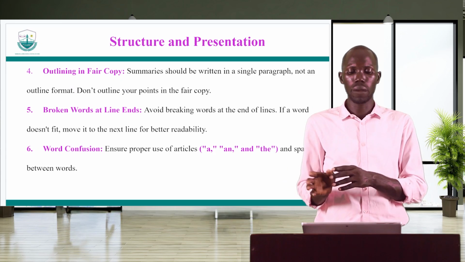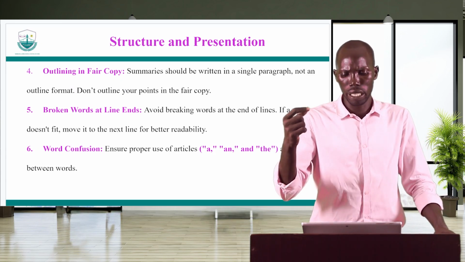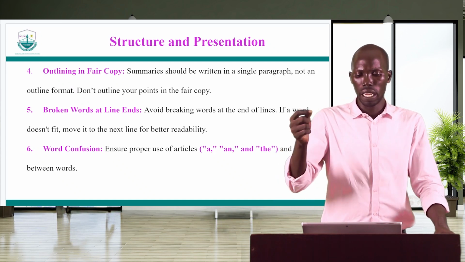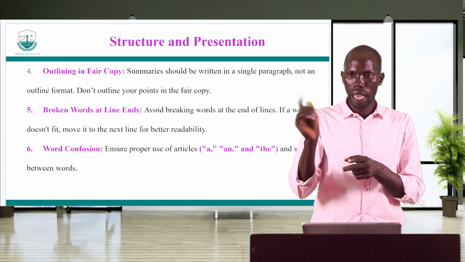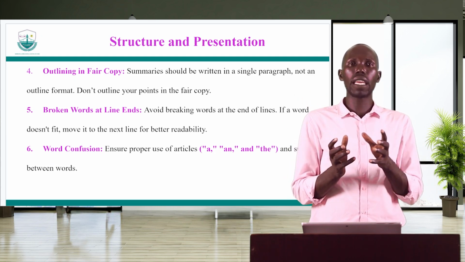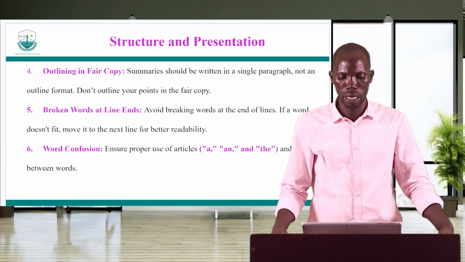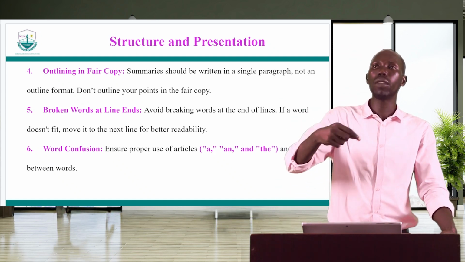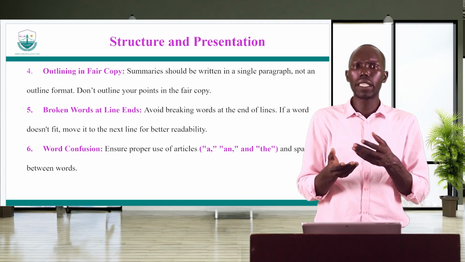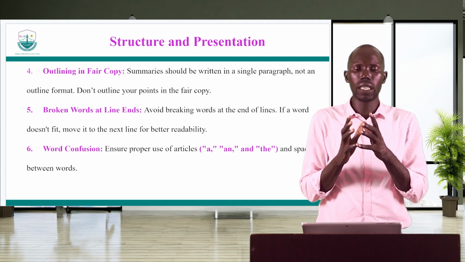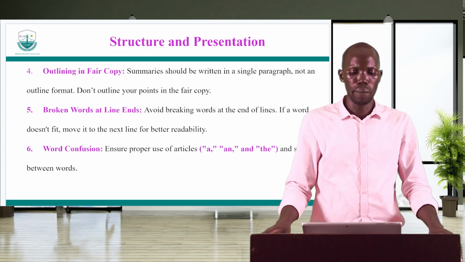Once you're in the fair copy, the summary should be written in a single paragraph, not in an outline format. In the fair copy, outlining does not occur. Outlining is only possible in the rough copy, just as the subtitle suggests, where you can list your points. But in the fair copy, it needs quality work, and all the points that you have developed in the rough copy should be joined together into a single paragraph.